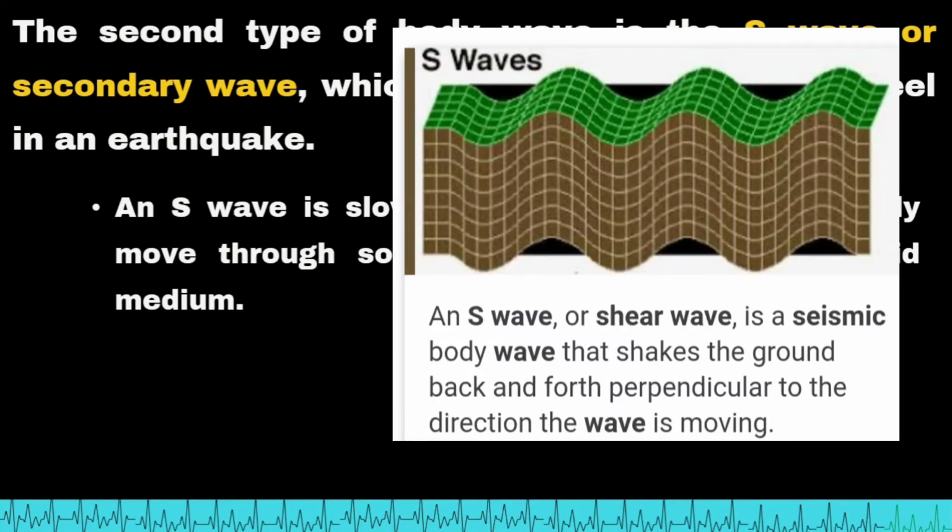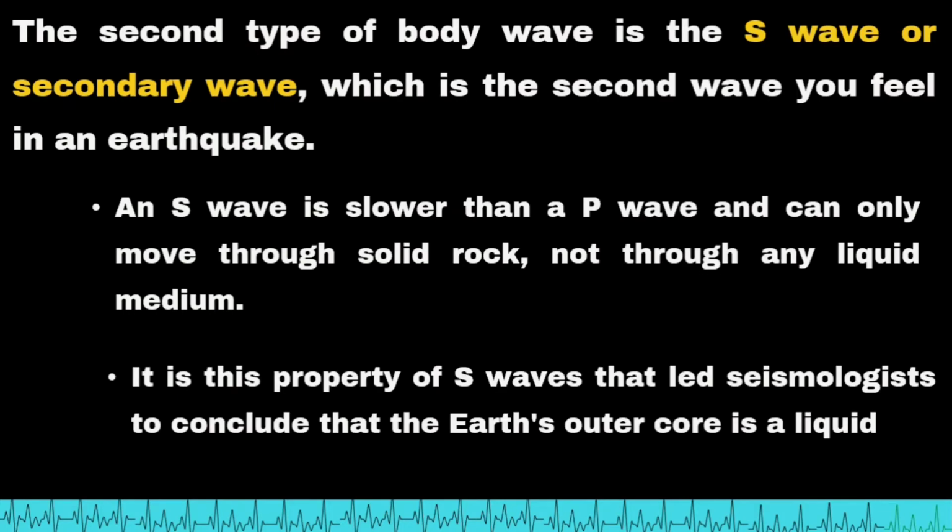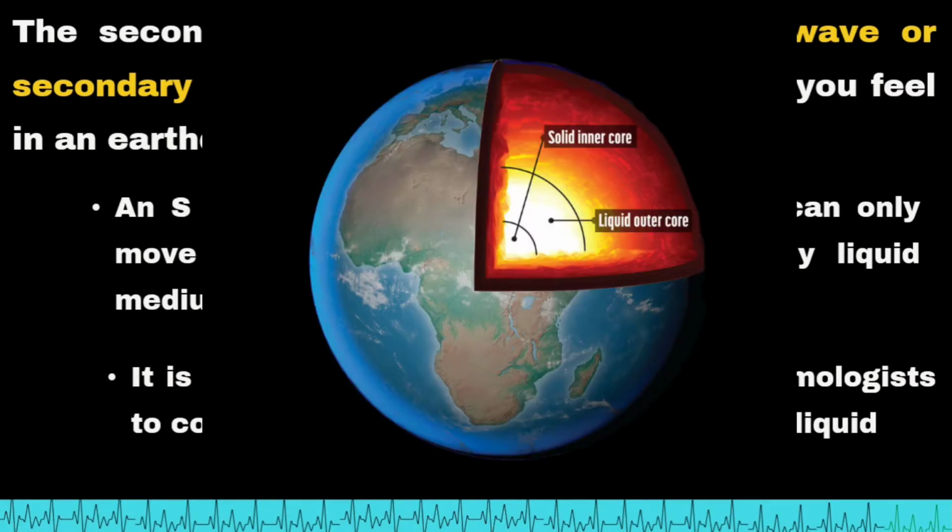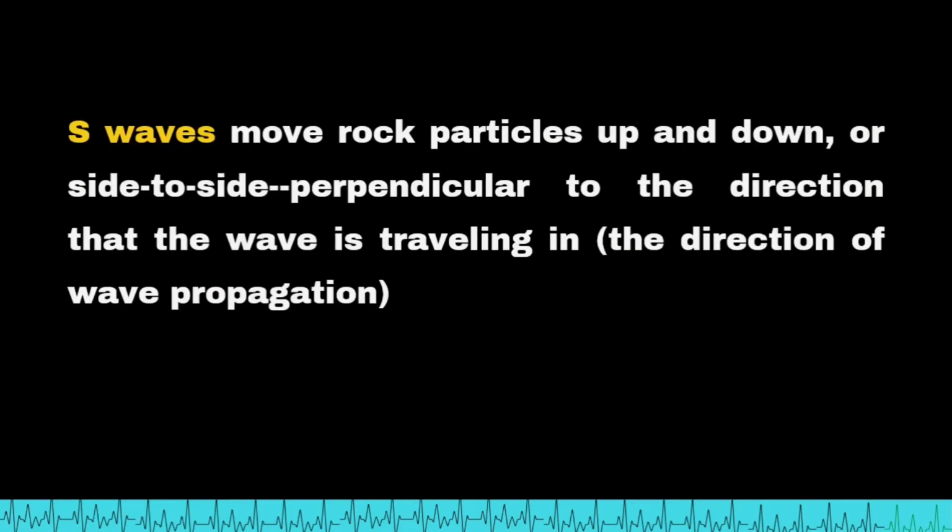Secondary waves travel slower than primary waves, so they will reach the seismograph after the P waves. So it is this property of S waves that led seismologists to conclude that the Earth's outer core is a liquid. So S waves move rock particles up and down or side to side, perpendicular to the direction that the wave is traveling in, which is the direction of the wave propagation.